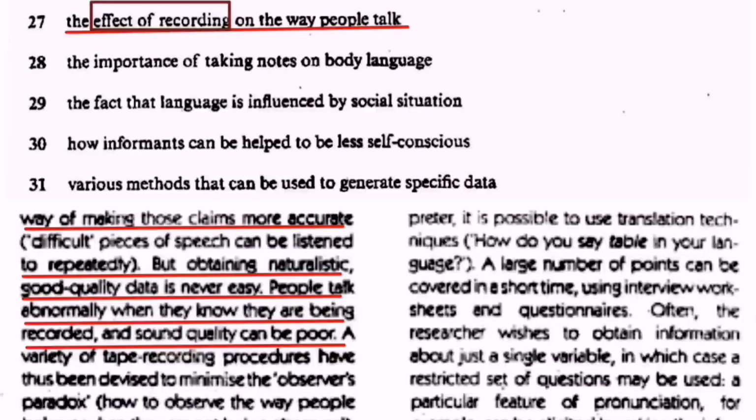This is the main sentence in paragraph D. It means that people don't talk naturally or normally when they know that their talk is going to be recorded, and due to the pressure of the recording process, the sound quality can be poor. So this is the effect of recording. The right answer for question 27, the effect of recording on the way people talk, is in paragraph D. So we can write D in front of question 27.